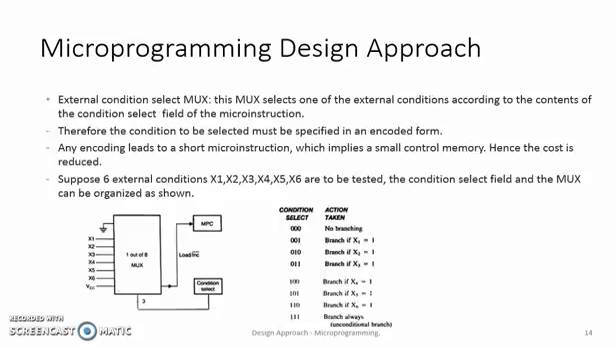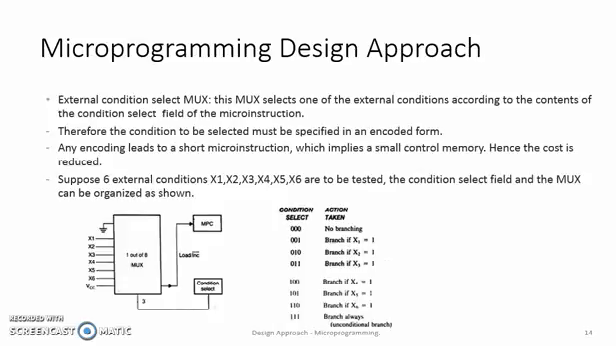Next is the external condition select mux. This mux selects one of the external conditions according to the contents of the condition select field of the micro instruction. The condition to be selected must therefore be specified in an encoded form. Any encoding leads to a short micro instruction, which implies a small control memory, hence the cost is reduced. Let us consider an example now.